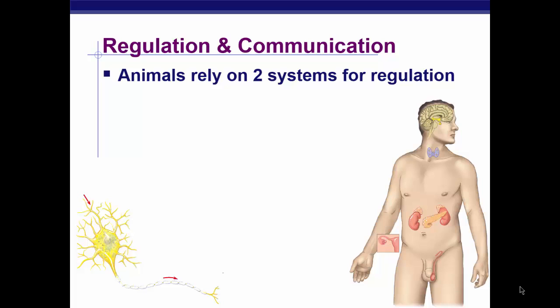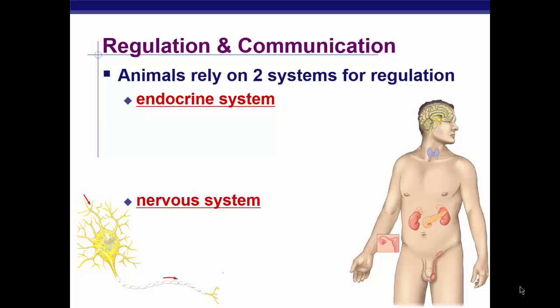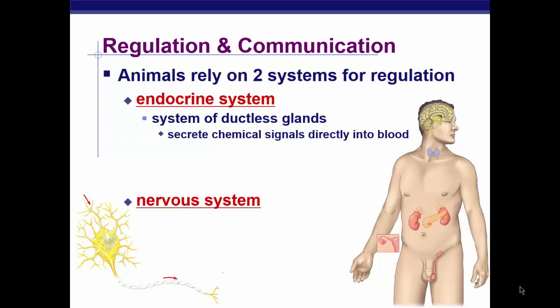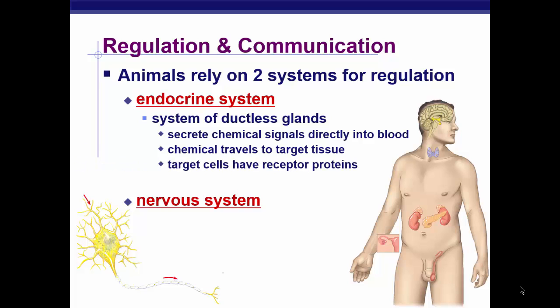Animals and their cells rely on two systems for regulation: the endocrine system and the nervous system. The endocrine system is a system of ductless glands that will secrete chemical signals directly into your bloodstream. Those chemicals will travel all throughout your body to certain target tissues. Those target cells have receptor proteins that will take up that chemical signal, and the endocrine system produces a slow, long-lasting response.